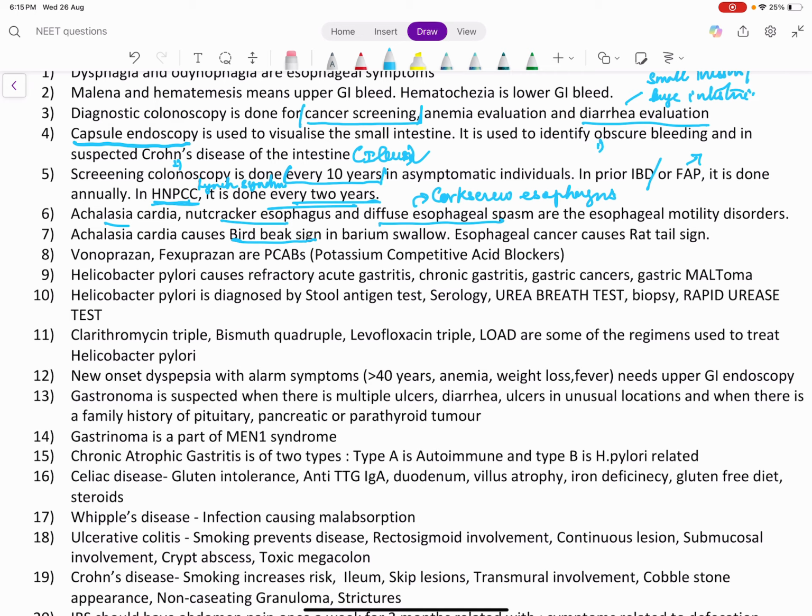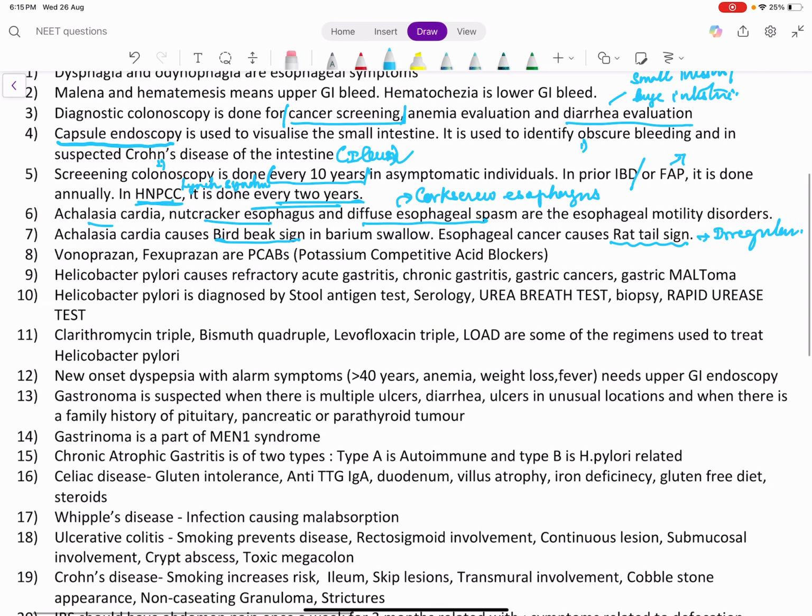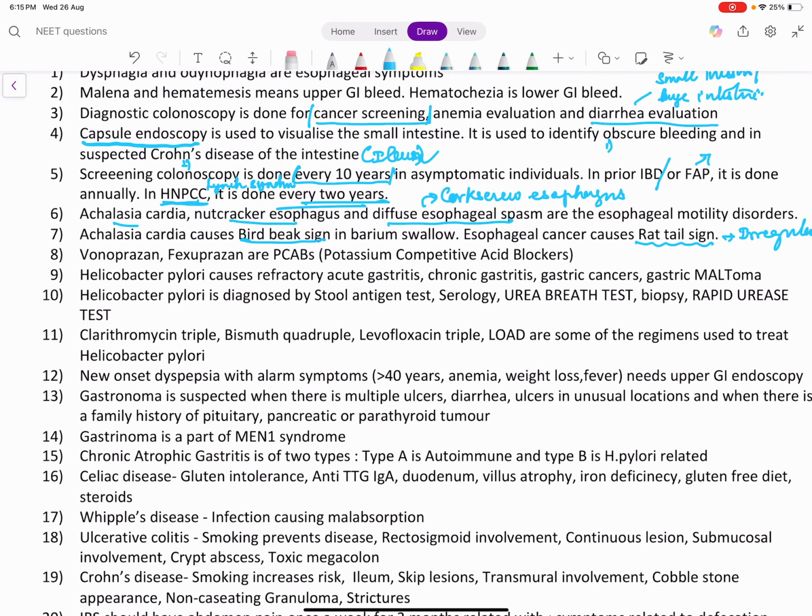Esophageal cancer causes a similar sign called the rat tail sign. In bird beak sign, the distal narrowing of the esophagus will be uniform. In rat tail sign, the distal narrowing of the esophagus will be irregular.